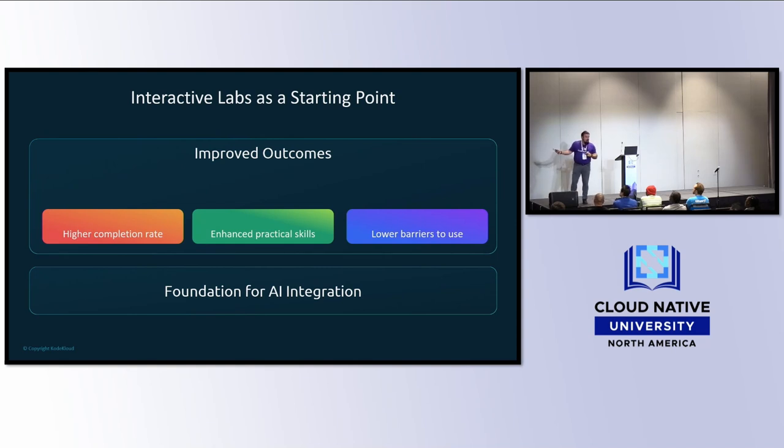Because, as you saw from my numbers earlier, we were concerned about the number of support tickets unblocking learners. We wanted to basically optimize that piece. We thought this would be a great starting point.